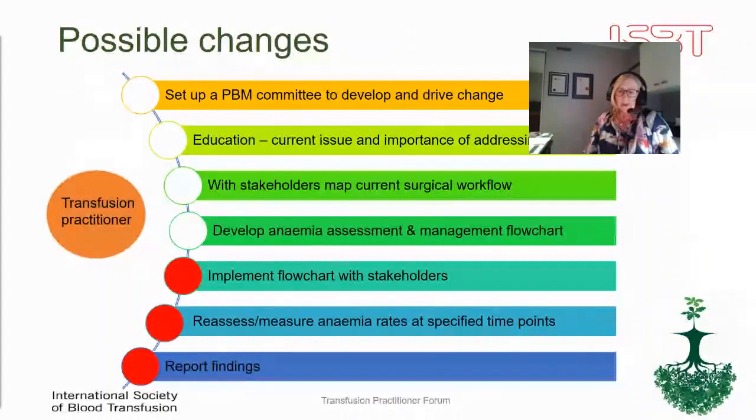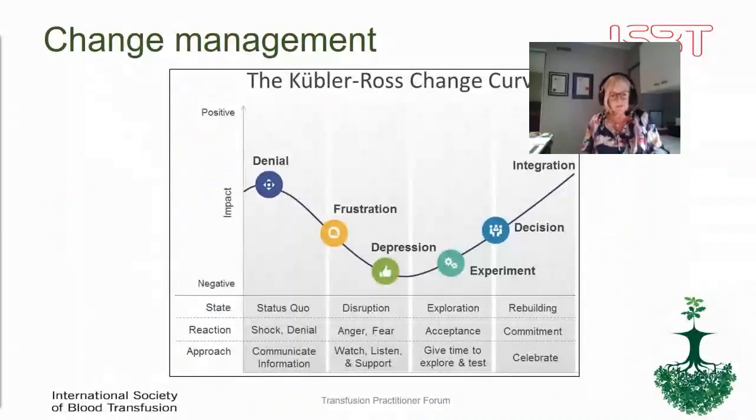Following steps would be the implementation of the flowchart, and that in itself would actually require a whole plan, PDSA cycle. To measure the effect, you would need to re-audit at specific time points and report those findings. And that then would subsequently lead to the next PDSA, where you might want to expand your anaemia assessment to the whole hospital or in a stepwise process to another surgical group. Each one of these steps, you would have to use your SMART goals and determine your parameters. And this would all be done with your Patient Blood Management Committee. And of course, you'd need to report your findings.